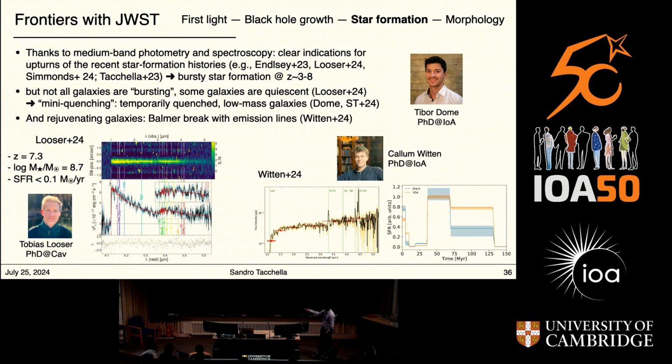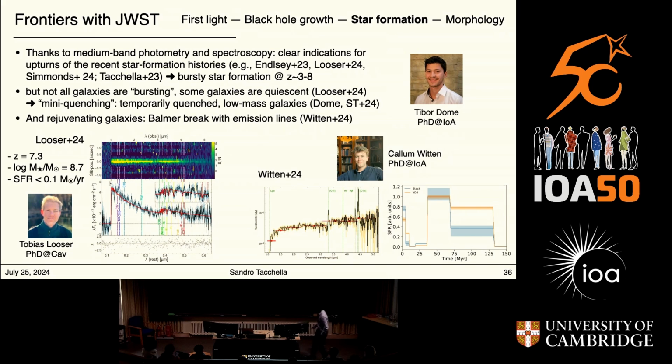And again, these galaxies, I think, are expected when you have bursty star formation. Galaxies go up in star formation, but they also have to come down. And this is something we have been exploring with simulations, with Tibor Dome. We're calling these galaxies mini-quenching because these galaxies are probably not quiescent for the rest of their history, but just quenched for a few tens of millions of years.